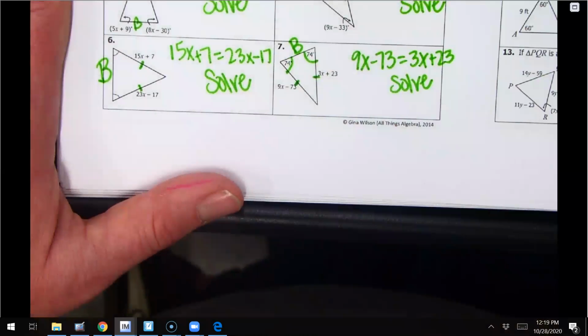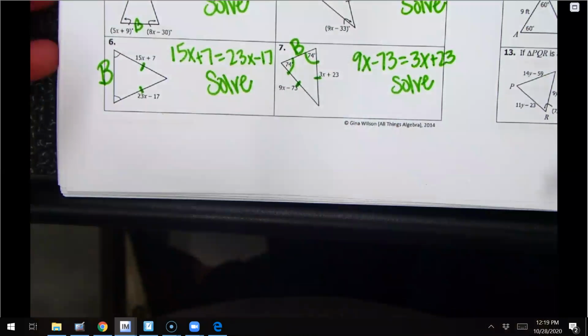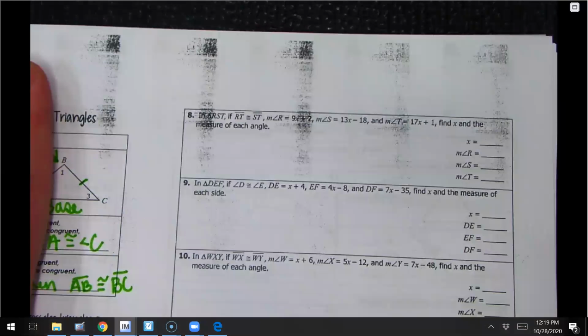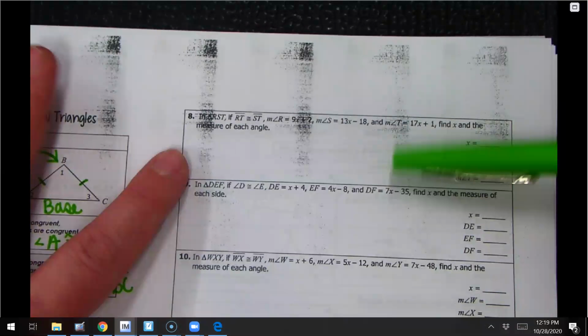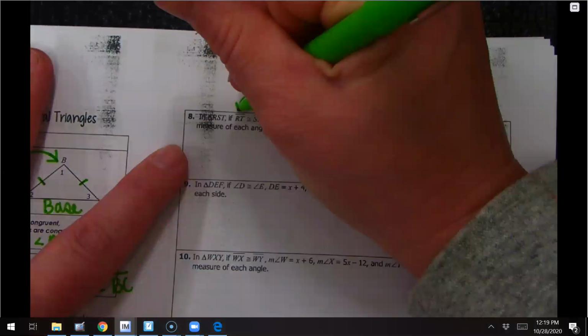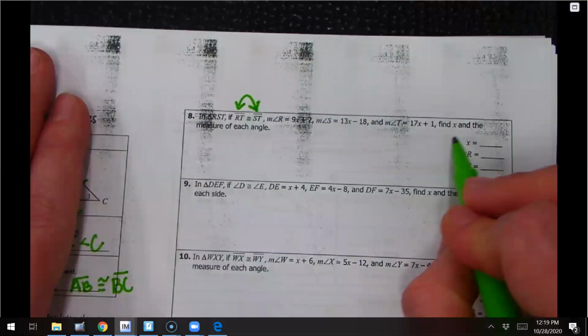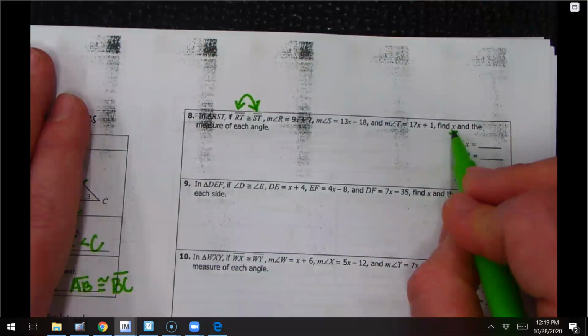Okay, we're just going through this quickly because we literally only have 6 minutes of class left. All right, so let's look at number 8. They're giving you this triangle and telling you which sides are congruent. They want you to solve for x and then find each measure. Where are we going to start?